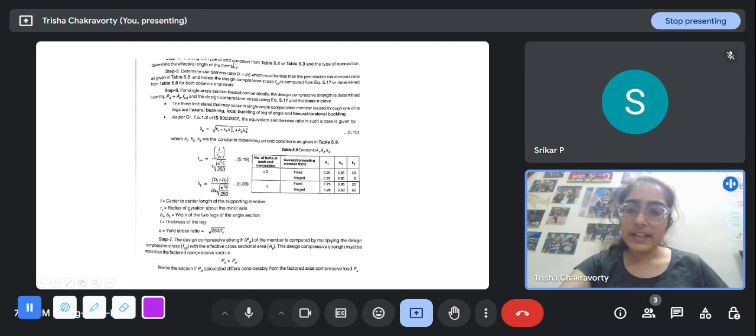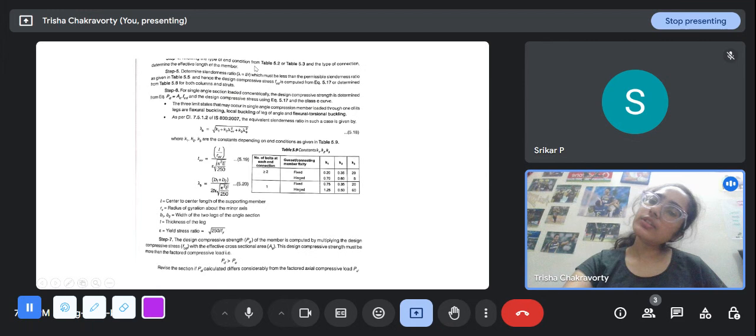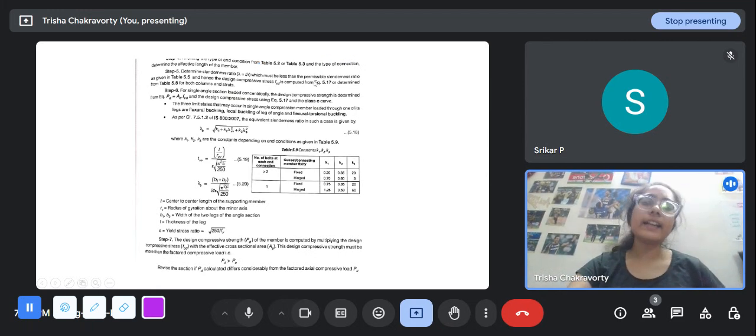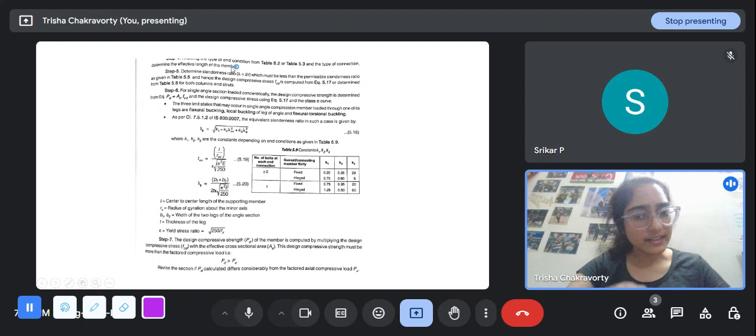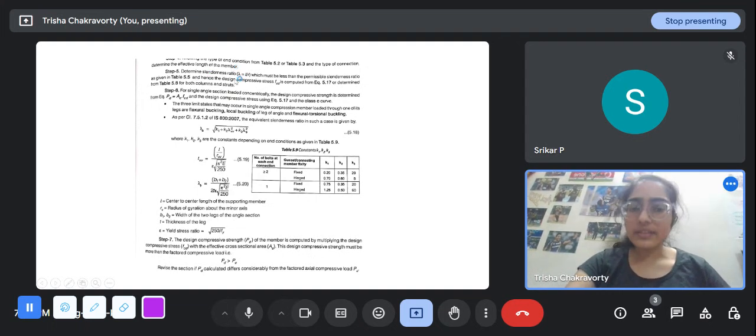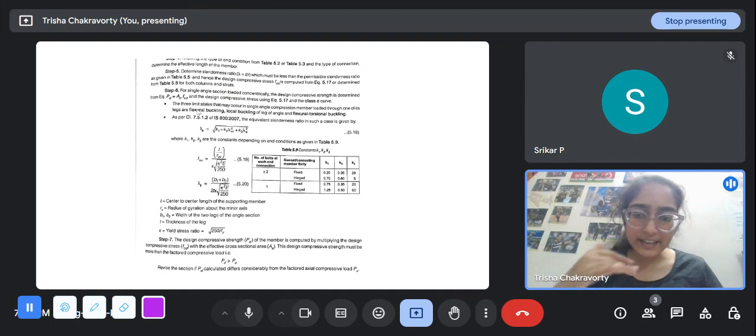Then we know the end connections. The boundary conditions are always mentioned from before, so we know the boundary conditions and we can find the effective length of the member because the length is given. Then we determine the actual slenderness ratio, which must be less than the permissible slenderness ratio, and hence the design compressive strength is computed again. So basically this is a cyclic procedure.